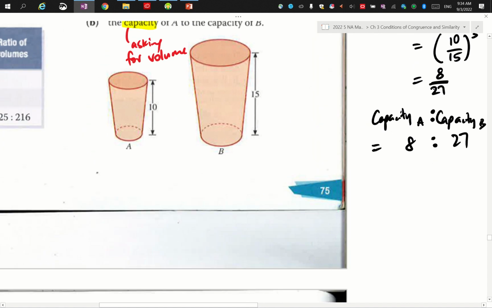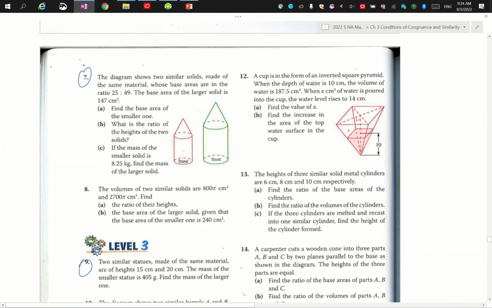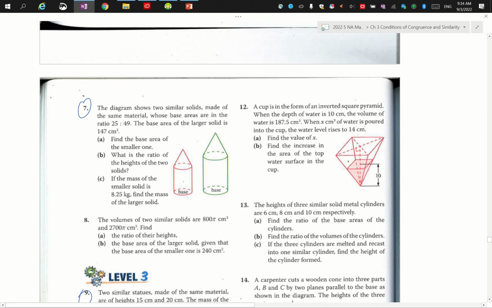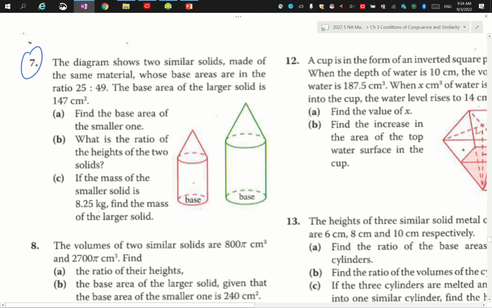No, move on. Did I give any more? 7, 8. But those were not homework questions. So let's do this now together in the class.